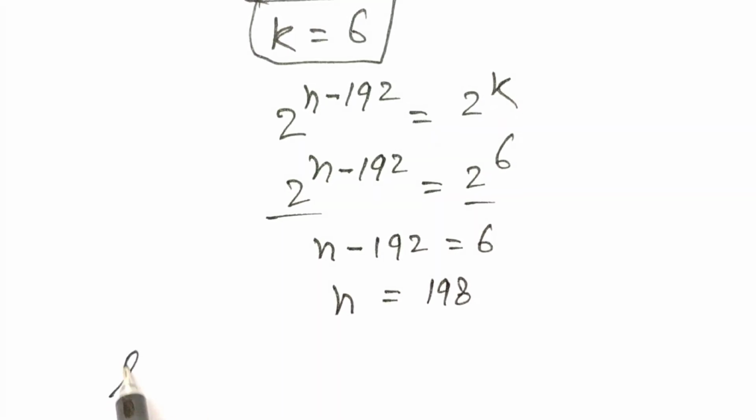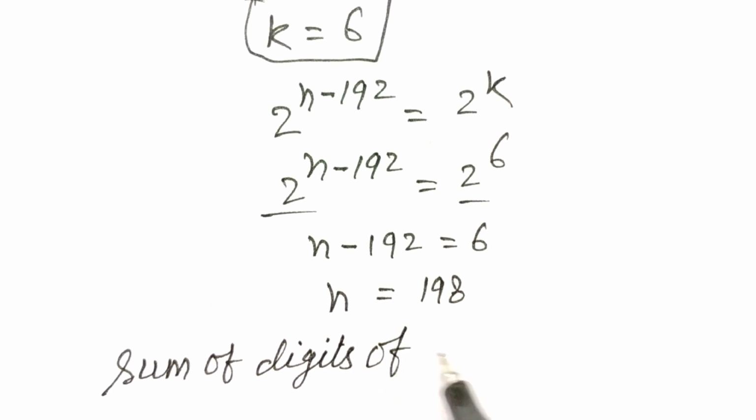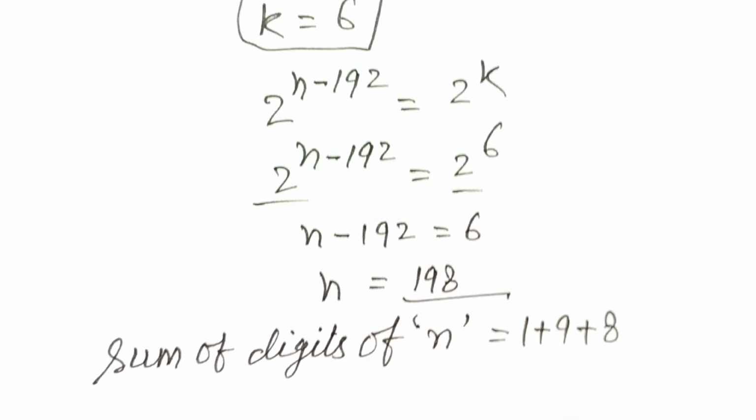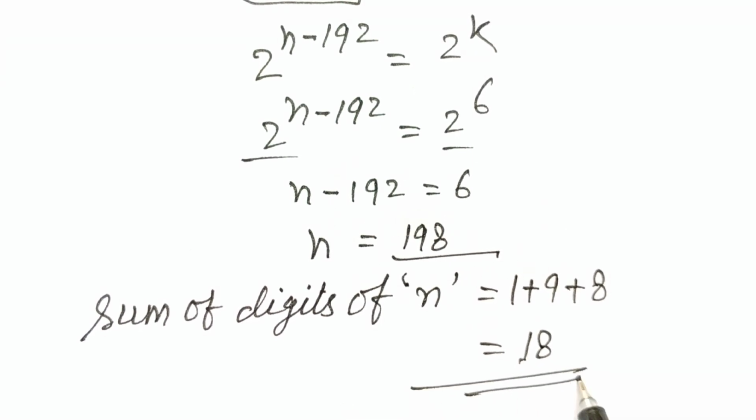Now the sum of digits of n will be equal to 1 plus 9 plus 8, right, is equal to 18, okay? So this is our required result.